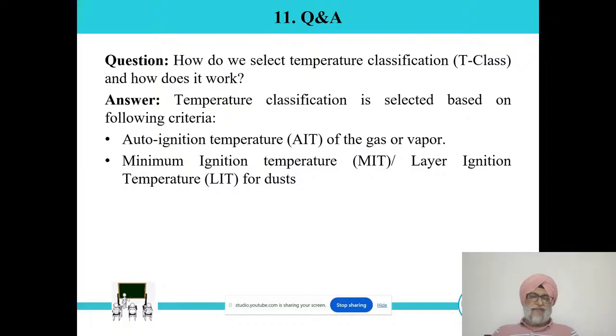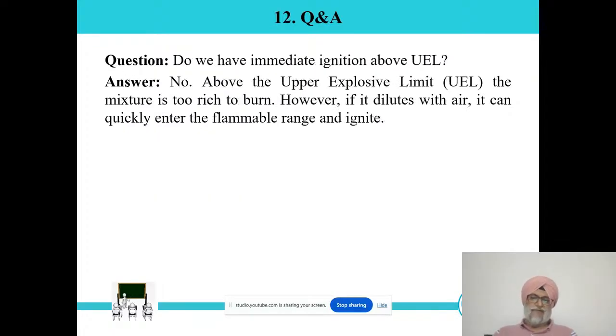Now, question number 11. How do we select temperature classification and how does it work? Temperature classification is selected based on the following criteria. For vapor, it's the autoignition temperature of the gas or vapor, and for powder, the minimum ignition temperature of the powder or layer ignition temperature for the dust. Then you have to refer to the table which we discussed in the previous question.